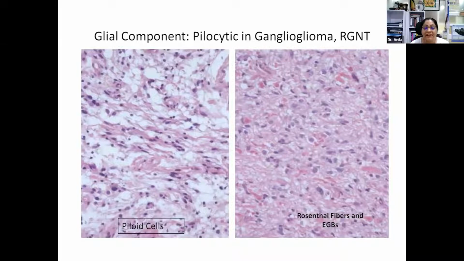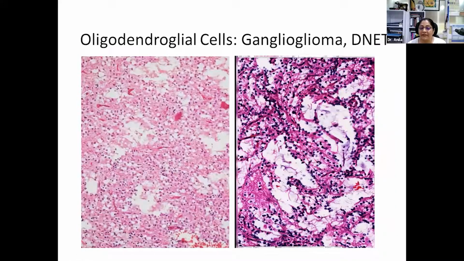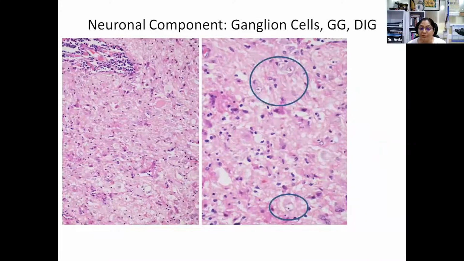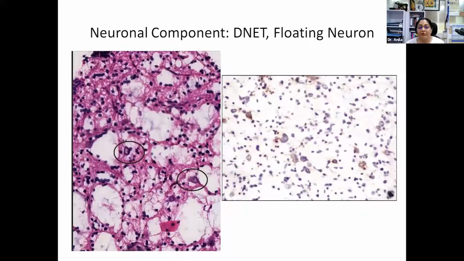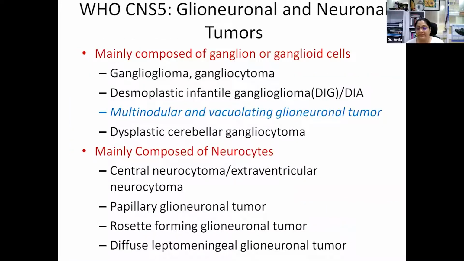The glial component in these tumors is usually like a pilocytic astrocytoma. You will get piloid cells, eosinophilic granular bodies and sometimes Rosenthal fibers, or you get oligodendroglial cells like in a ganglioglioma and a DNET. Then the neuronal component, in the DNET, is the floating neurons. I'll be talking in detail.